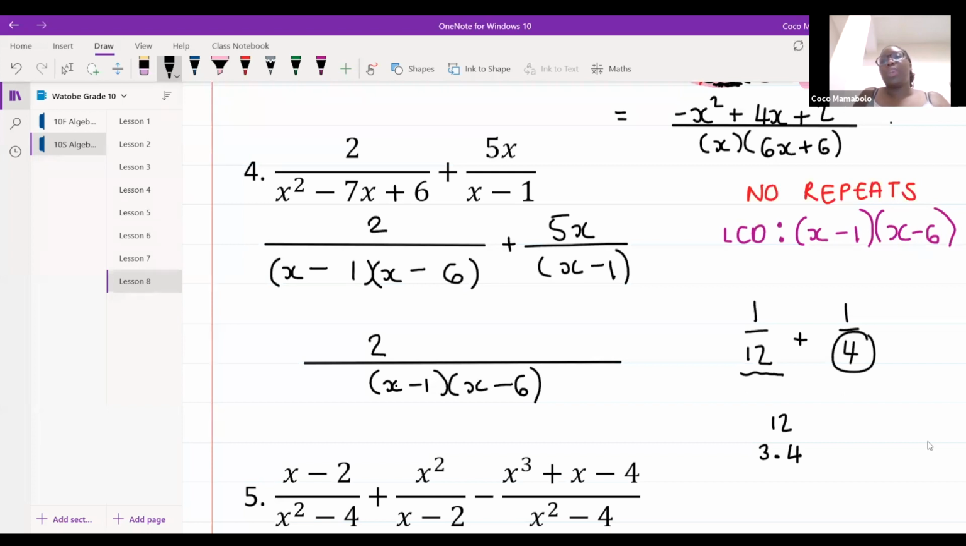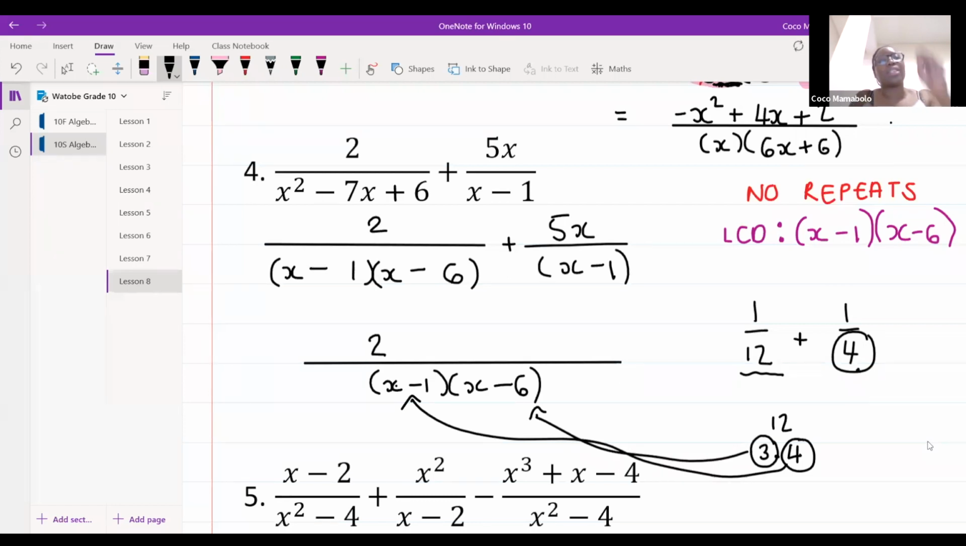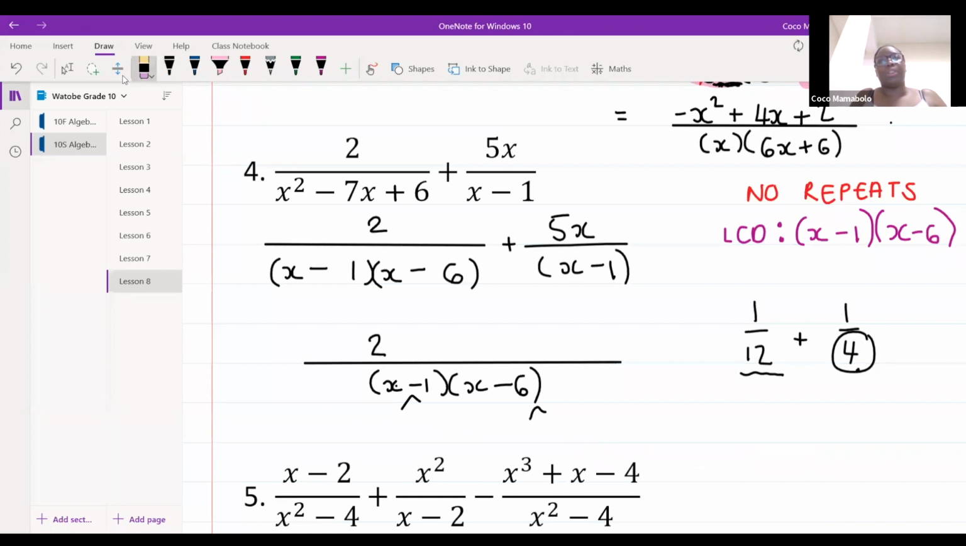Okay. So we can think of this 3 as the X minus 6, and we can think of this 4 as X minus 1. I don't have to write it 2 times. I only have to write it once because it's already included. Okay, so I don't have to write it out more than once. I can just write it in just once.